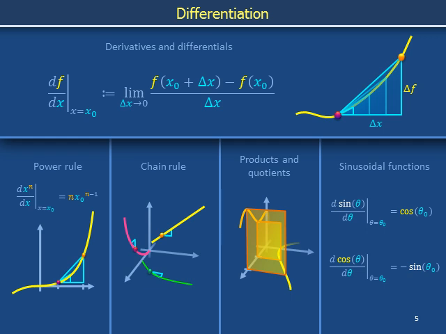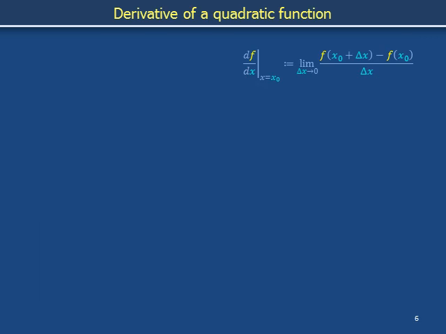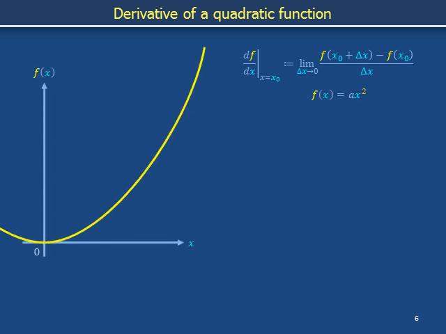Before deriving the general expression for power law functions, we will warm up by calculating the derivative for the specific, simple example of a quadratic function. In particular, this is the plot of a function whose association rule is f of x equals a times x squared. We want to calculate the derivative of the function using a succession of turquoise triangles with left-hand corner planted at x equals x naught. We will find that df dx evaluated at x equals x naught equals 2 times a times x naught.